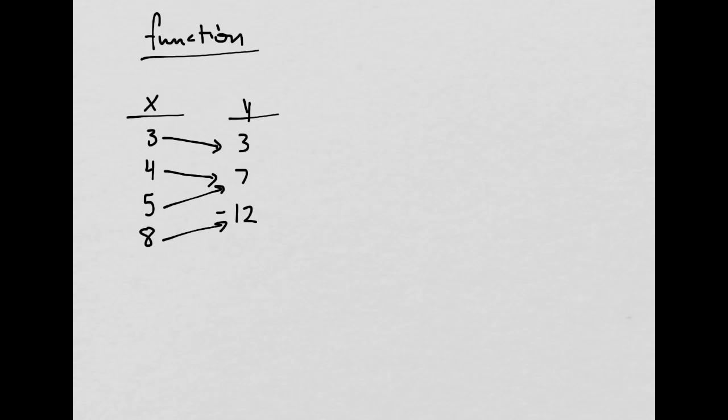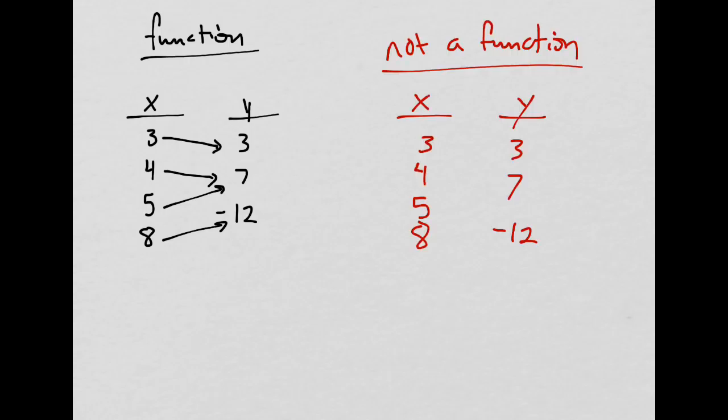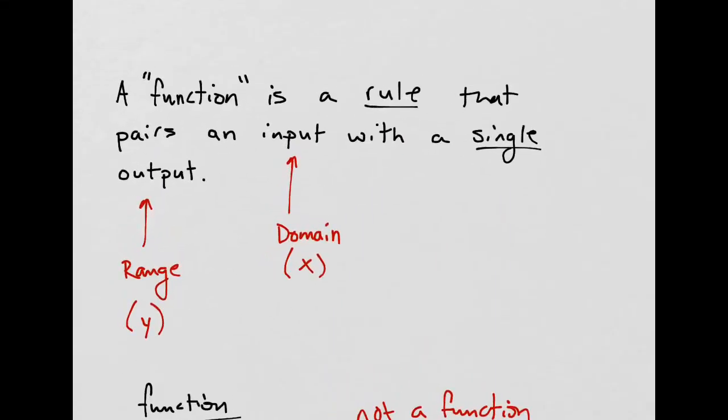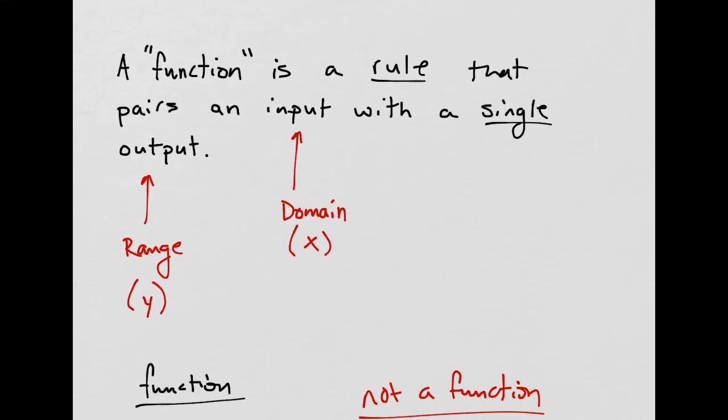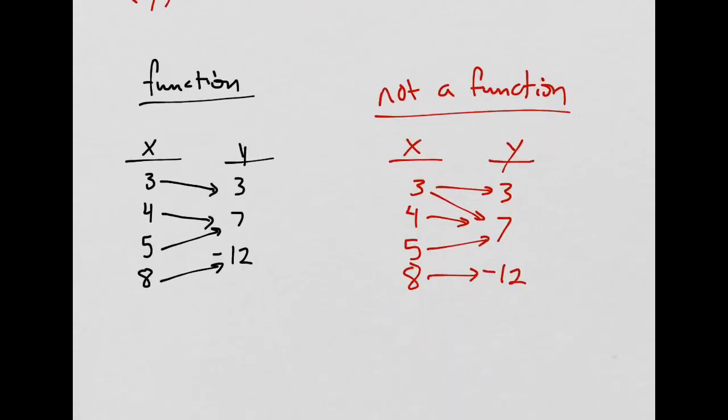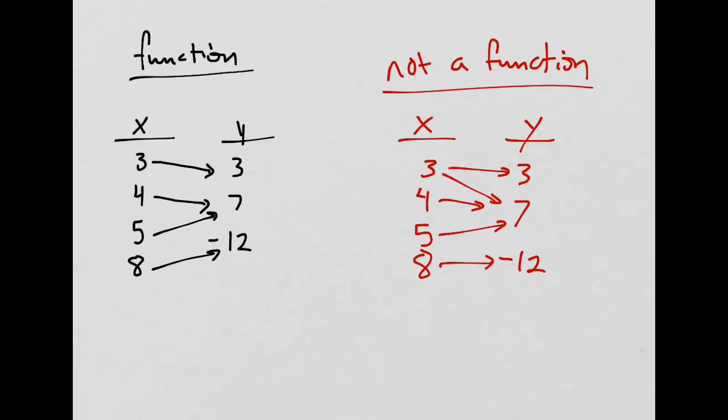What about something that's not a function? If I had 3 going to 3 and to 7, and maybe 4 goes there, that goes there, this now has two outputs. 3 has two outputs. One of them is 3, one of them is 7. That's not a function, just by the definition. A function is a rule that pairs an input with a single output. So something like this is not a function.